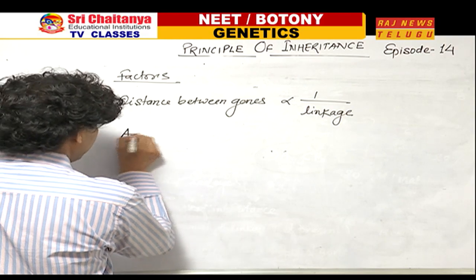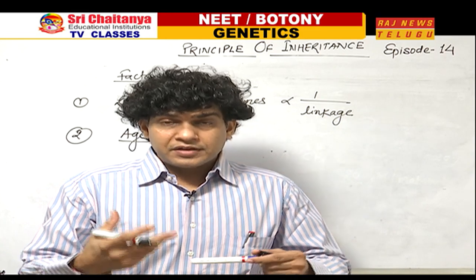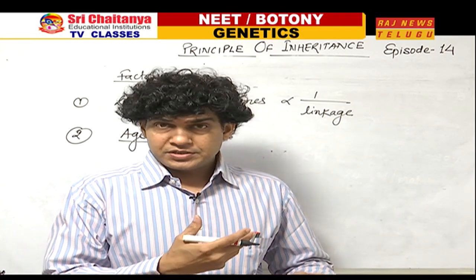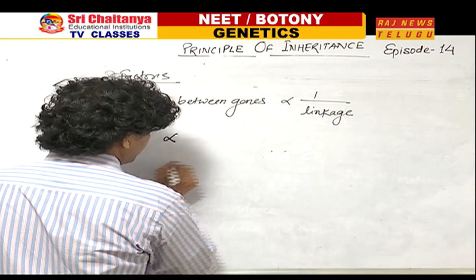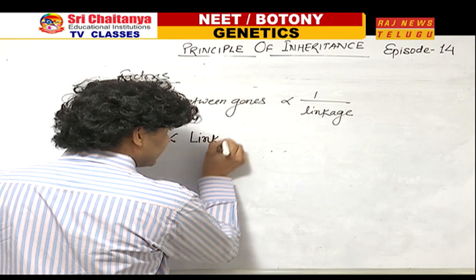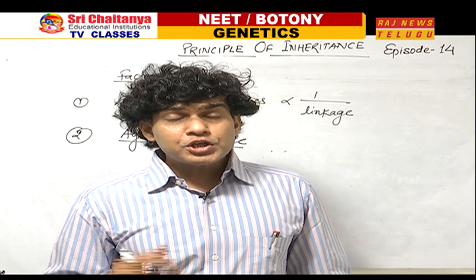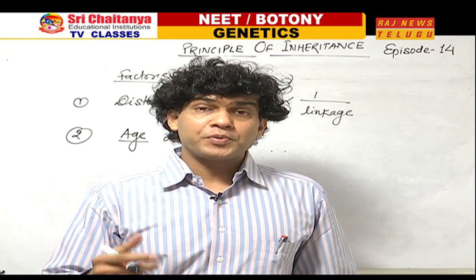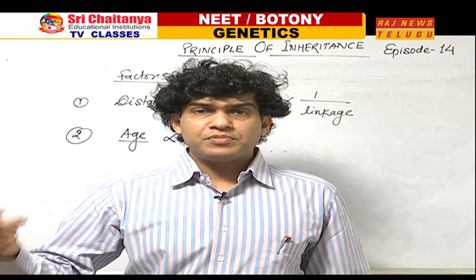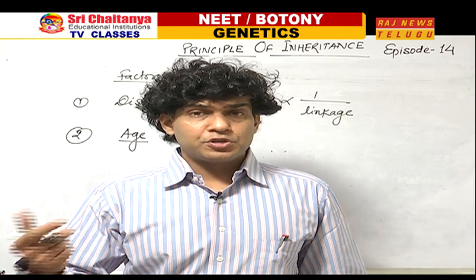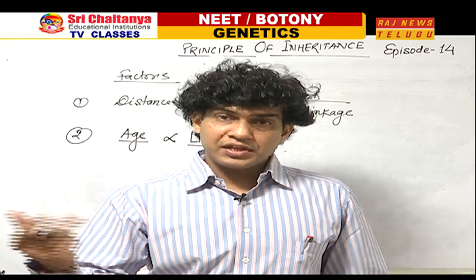Number 2, age. As the organism's age increases, the tendency of the crossing over decreases. It means the tendency of the linkage increases. So age is directly proportional to the linkage. It is the reason why in our life it is suggested that we should produce the progeny at an appropriate age. If someone is beyond 40 or 50 years old, then they should not produce the progeny, because the chances of the crossing over reduce, which means the chances of the linkage increase.